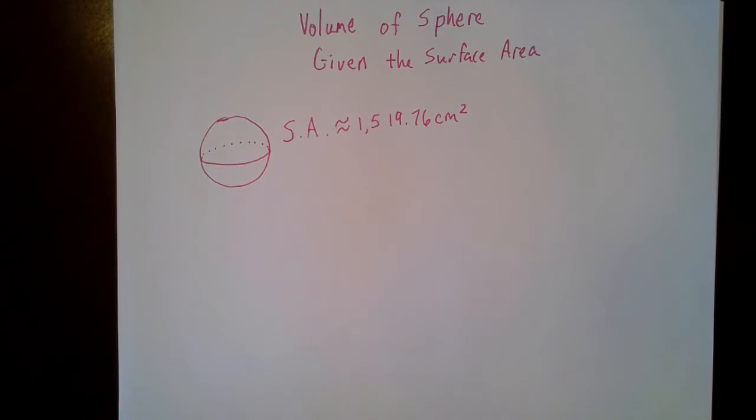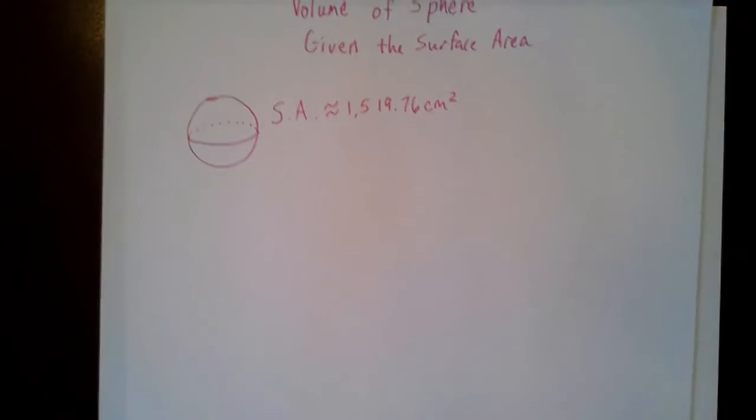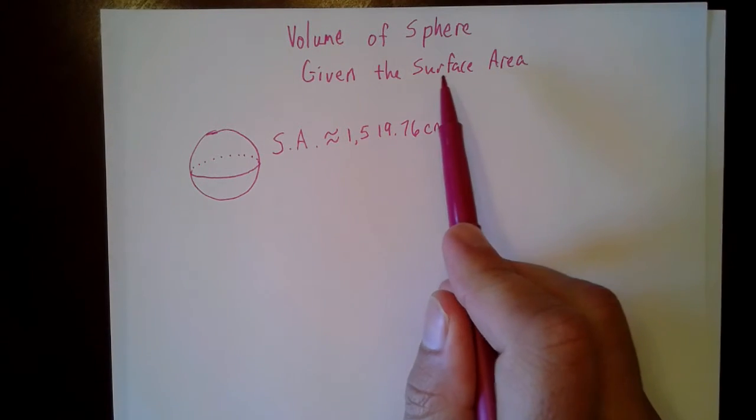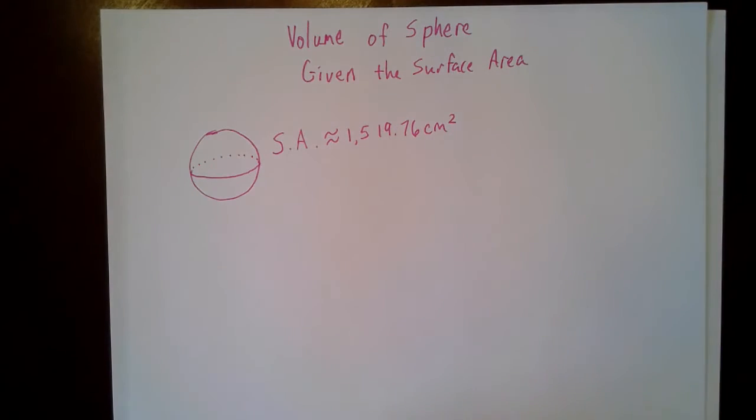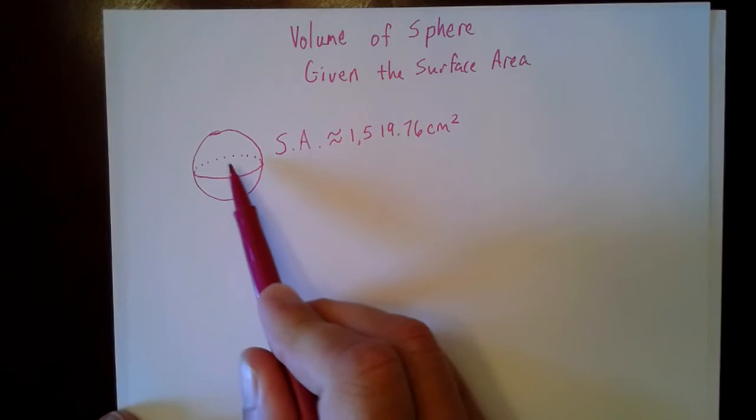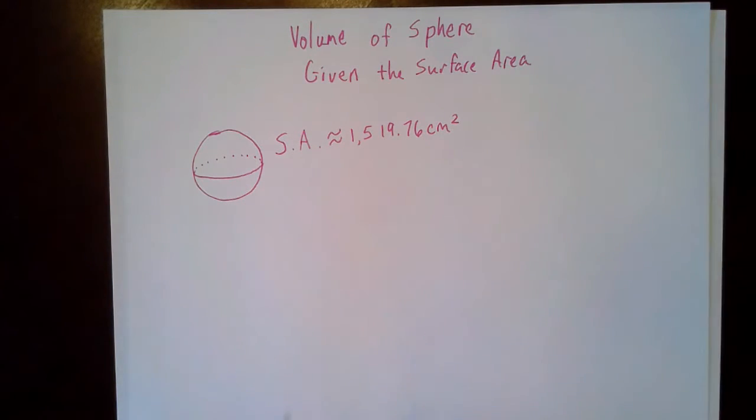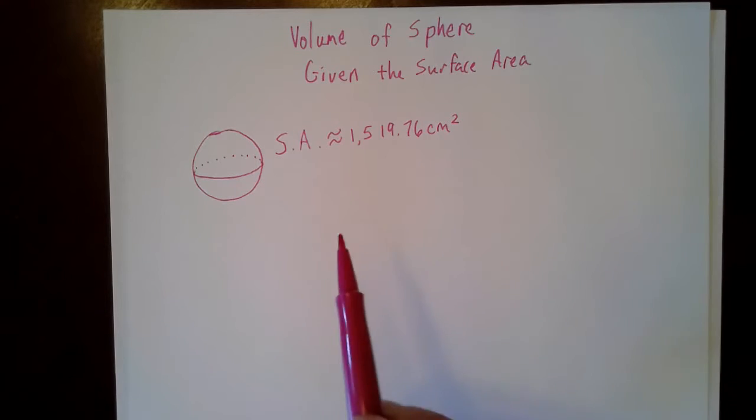All right, let's go to volume of a sphere. If we know the surface area, if the surface area is given to us, what is the volume? So the surface area of this sphere is 1,519.76 centimeters squared. If we know that, we can figure out the volume.